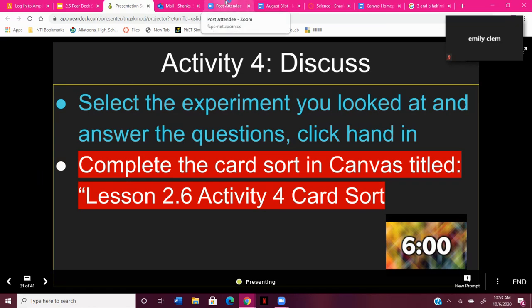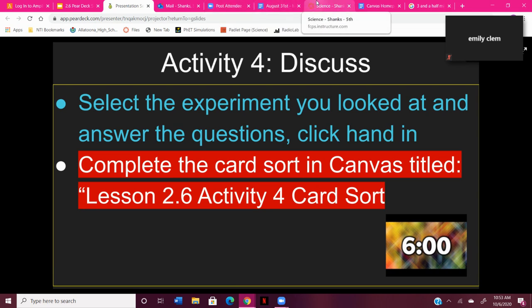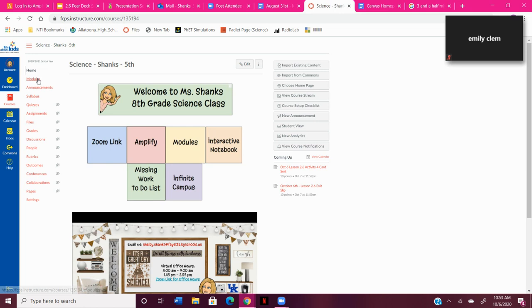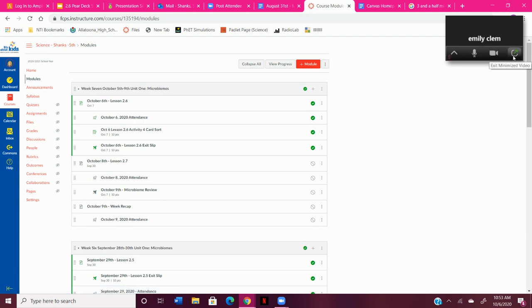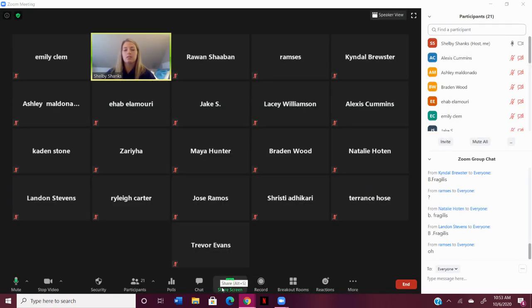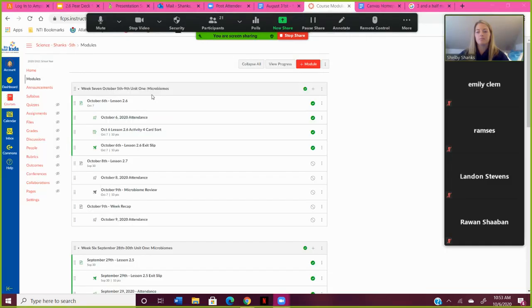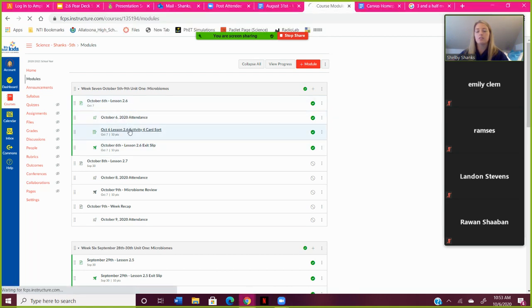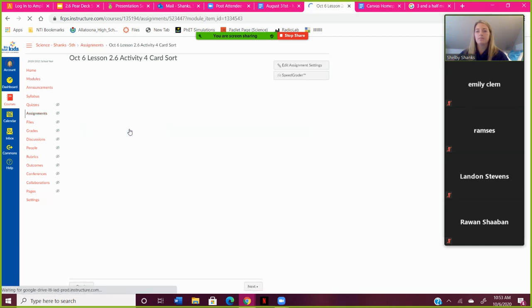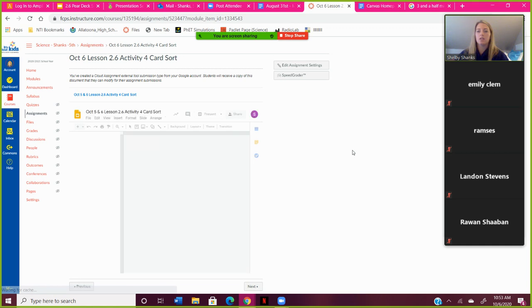All right, this card sort is titled Lesson 2.6, Activity 4, Card Sort. It is in Canvas. I'm going to share my screen so that you guys know exactly where to go for this. All right, so I'm here on modules. You should see October 6th, 2.6, attendance, the card sort, and then the exit slip. So here is the card sort. Take a second for it to load. It's kind of a big card sort.